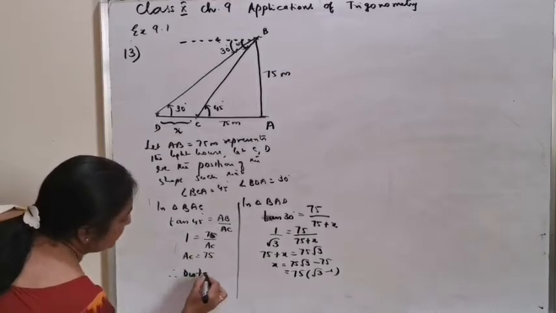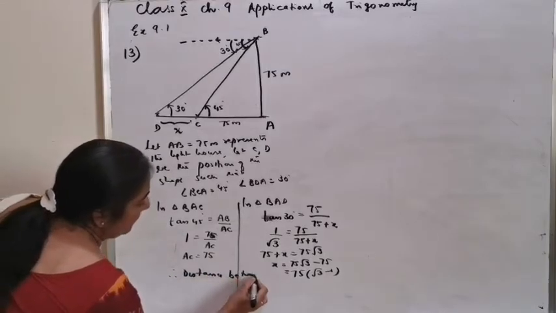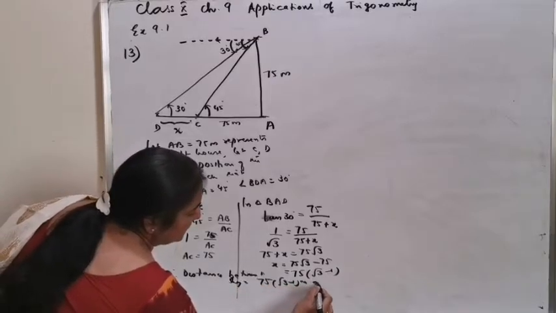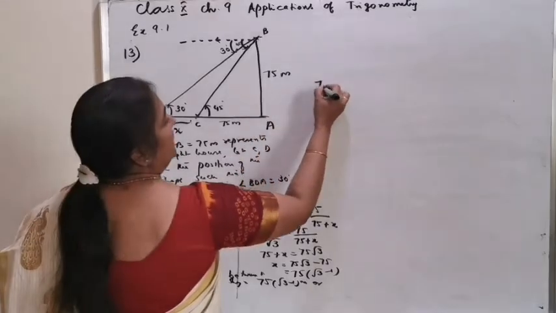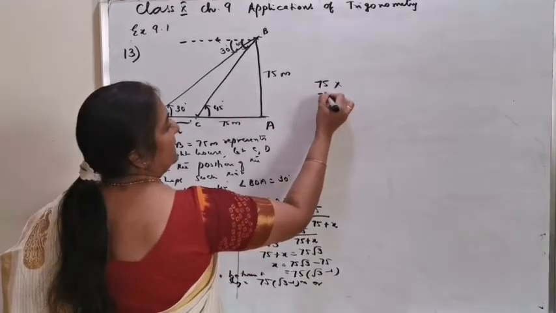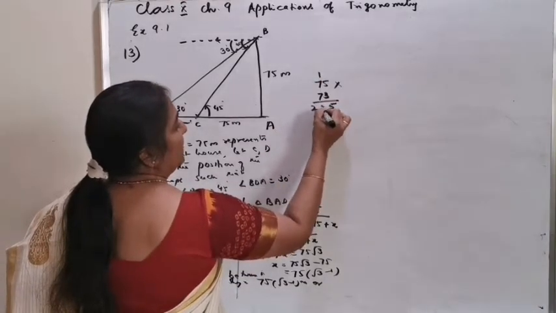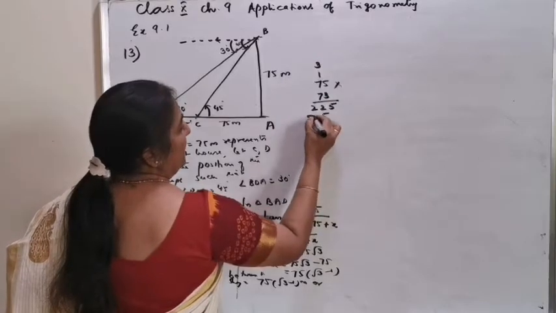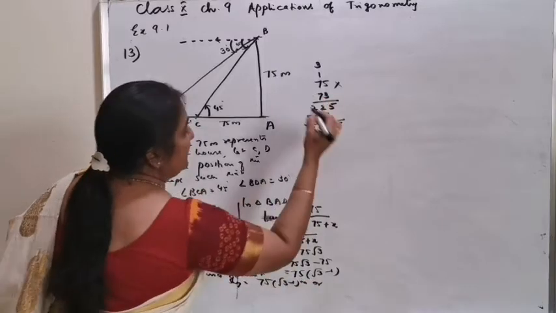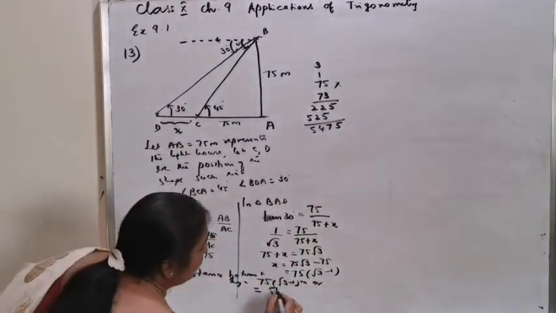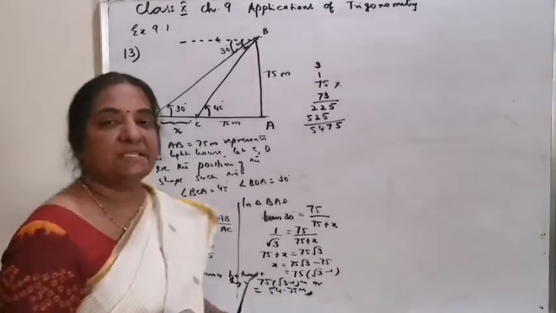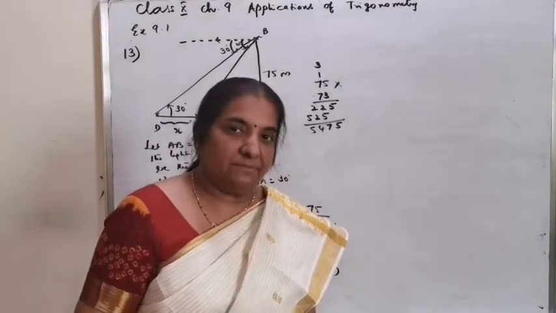Therefore, distance between the ships is equal to 75 into root 3 minus 1 meter, or 75 into root 3 is 1.73 minus 1 is 0.73. So that is 5 3s are 15, 22, 35, 3, 49 plus 3 is 52, 5, 7, 4. Decimal place is 0.73. So which is equal to 54.75 meter. That is, the distance between the ships is 54.75 meter.